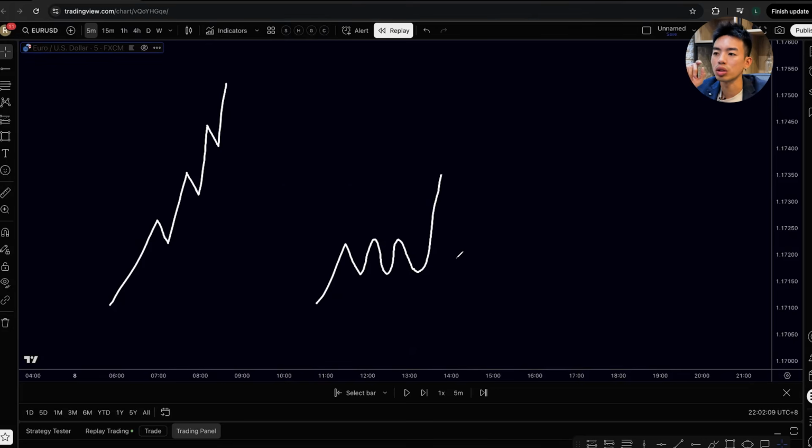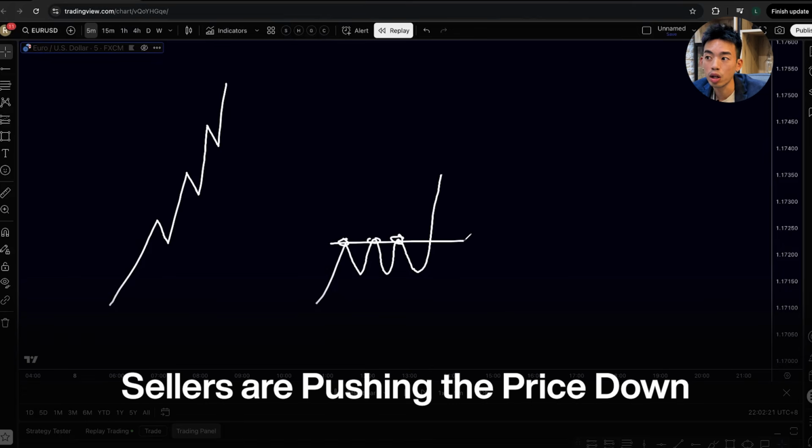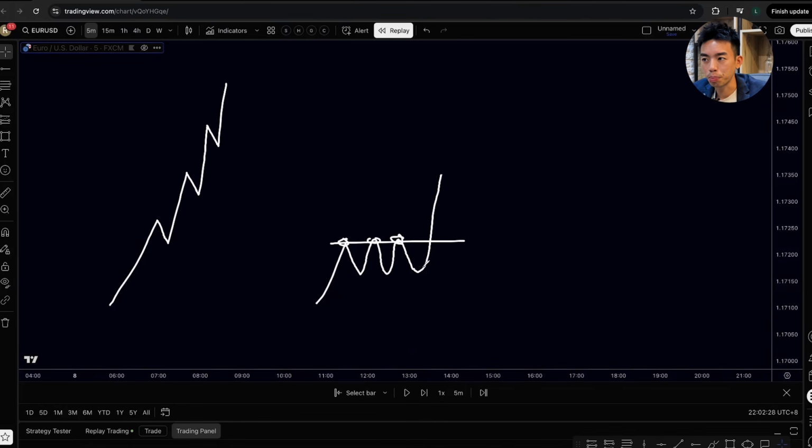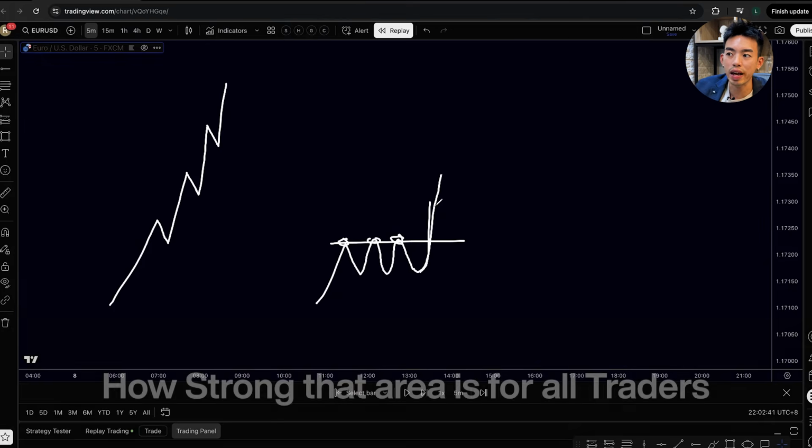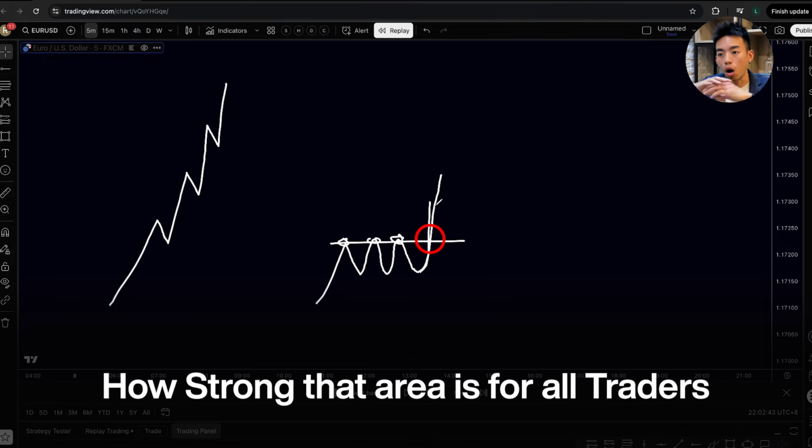Now the key difference here is, at this price point, a lot of traders are looking to bring price higher, but they are unable to because sellers are sitting right at this price point, pushing price down. That becomes an area where everyone is going to remember. And when it's breached above, that simply amplifies how strong that area is, emotionally, for all traders.